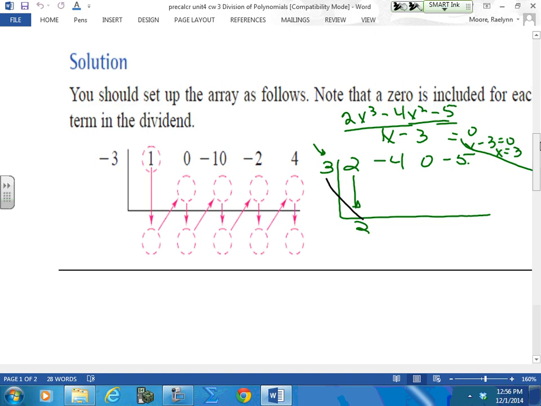What's 3 times 2? 6. To the right. Add down. 2. Do it again. 3 times 2. 6. To the right. 3 times 6. 18. To the right. 13. Add down. 13. Okay, now, front end.